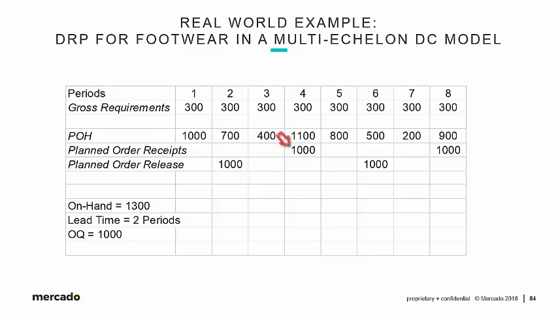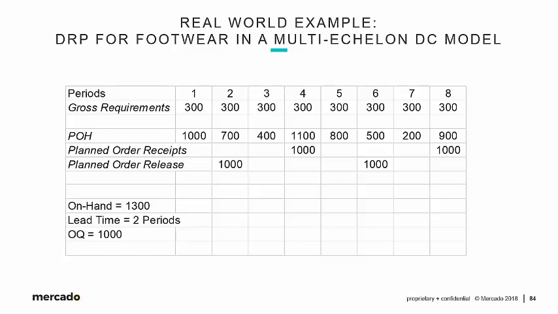So the net effect in terms of projected on hand at the end of period 4 is going to be 1,100. We started out at the end of period 3 with 400. We're going to use or sell 300 pair, which would leave us with 100, plus 1,000 equals that 1,100. The 1,000 is coming from the planned order receipt from the order that was placed 2 weeks ago on the Memphis DC. That's how this stuff works.